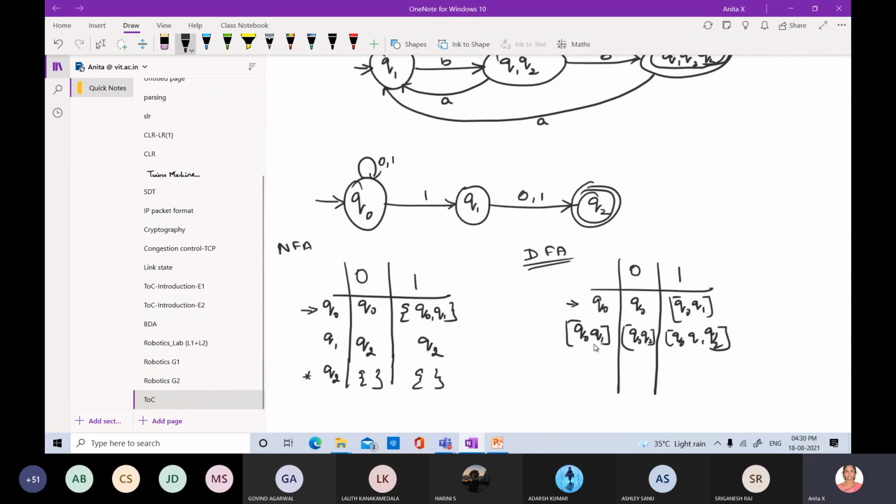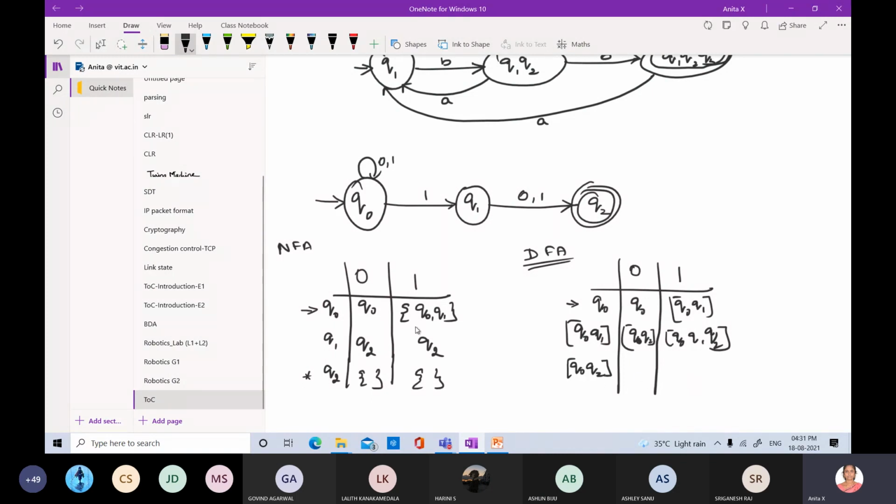Right? So what should be my next state in DFA? Q0Q1Q2. Yes, I can go for Q0Q1Q2. And what about the other state present here? Q0Q2 is also a new state, right? So please make a note, Q0Q1 is having a transition on input symbol 0 to Q0Q2, which is also a new state. I'm not already having an entry here, so I have to make the entry Q0Q2.